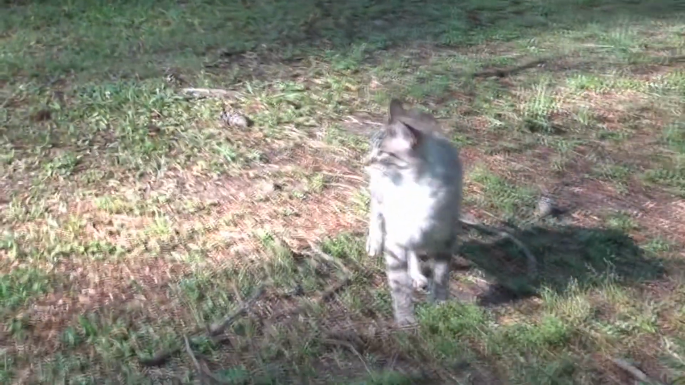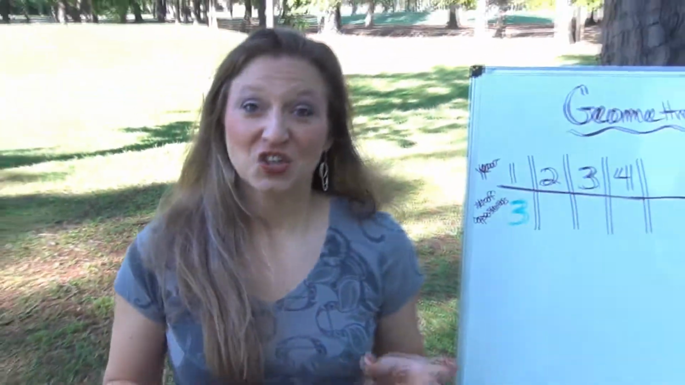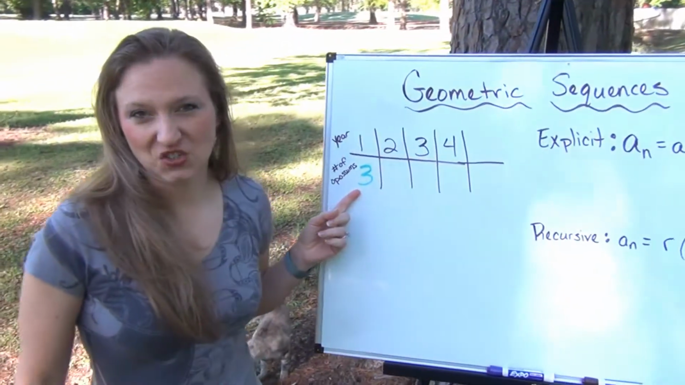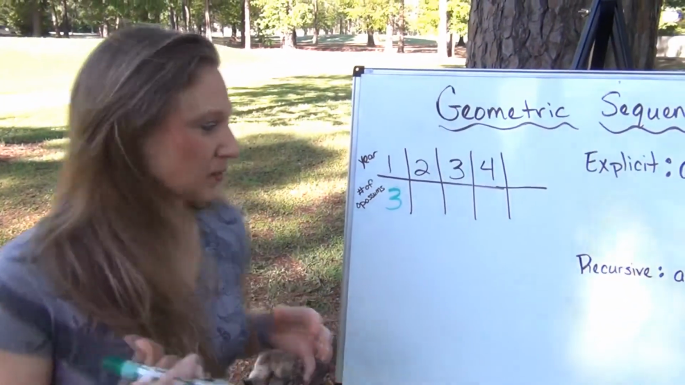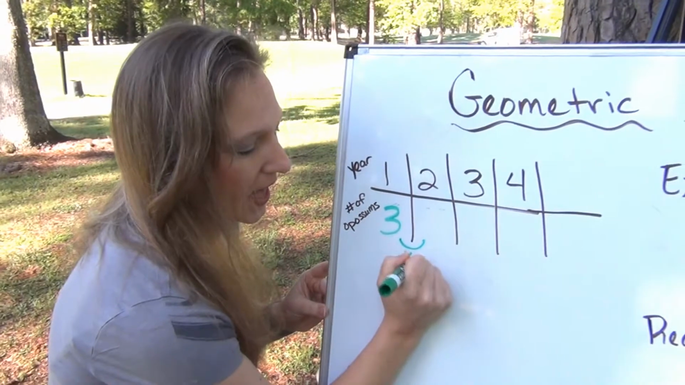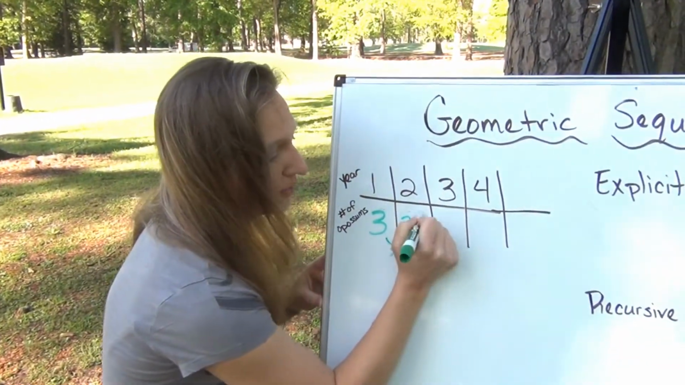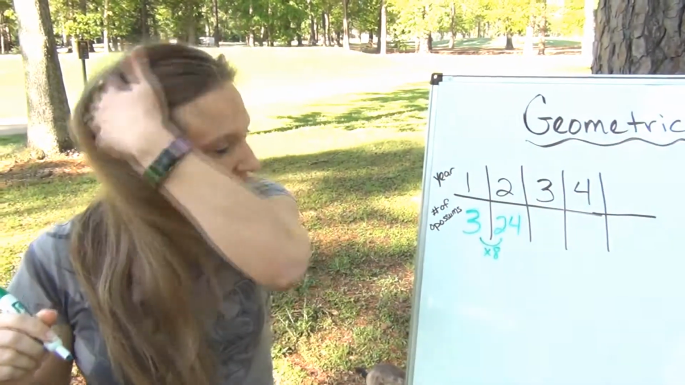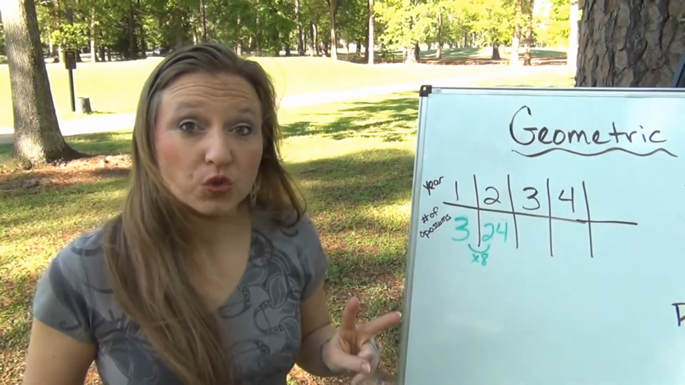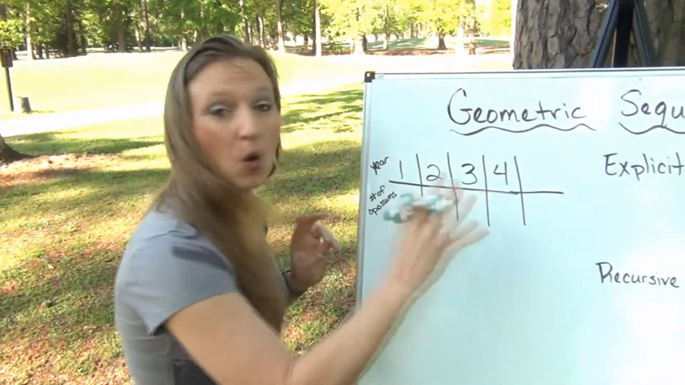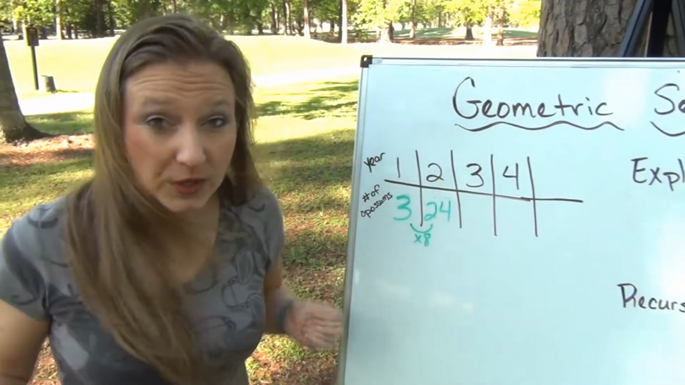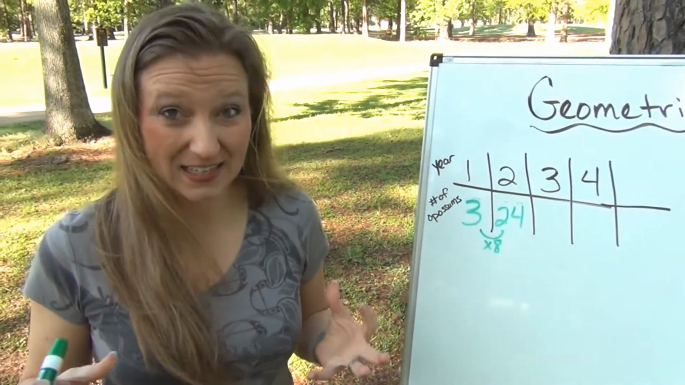So I'm gonna take those 3 possums that I saw and see how many there will be. So here are the 3 possums that I saw. And I'm estimating approximately that they will multiply at a rate of 8 per year. So the next year, I will have 24 possums. Okay, so there are 2 rules that we can use to help us figure out what's gonna happen in the future if we know that they're multiplying at a rate of 8.